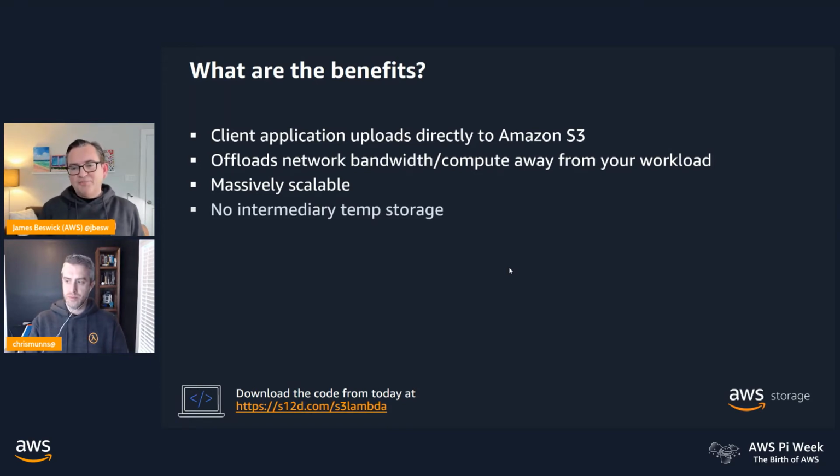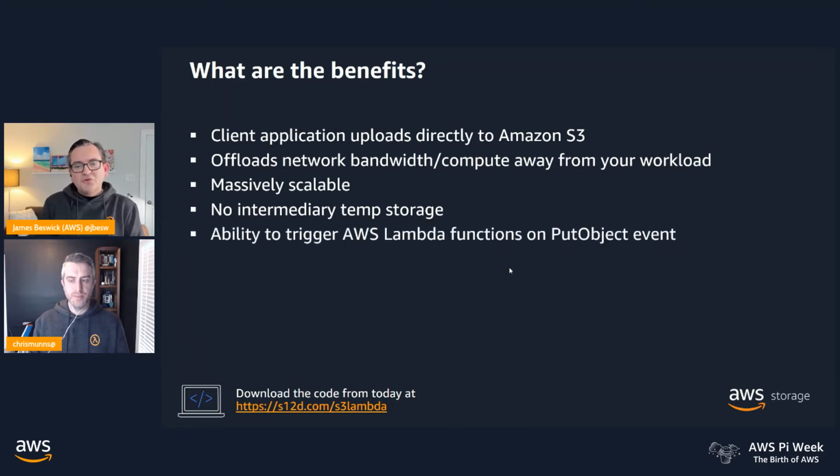coming to your application. There's also no intermediary temp storage. So in that example I showed with the server, the image was being saved locally to the server as a first step. And if anything went wrong there, what you would find is you just lost the image. Well, in this case, the image is durably persisted at S3. And of course, when your image then arrives within S3, that put object event can also trigger a Lambda function. So you can use this to build extensible applications based upon the upload itself.